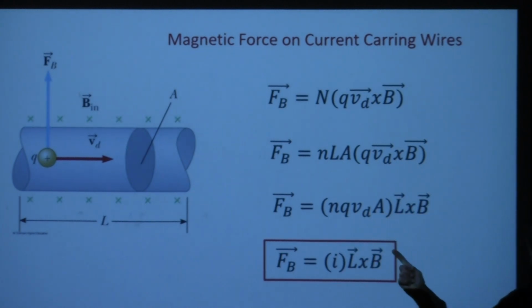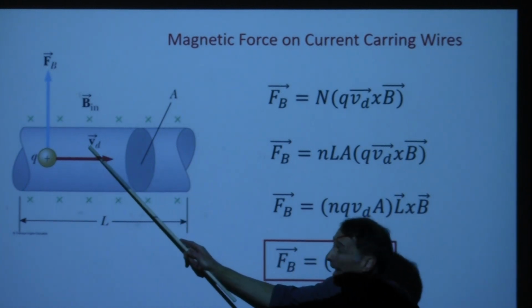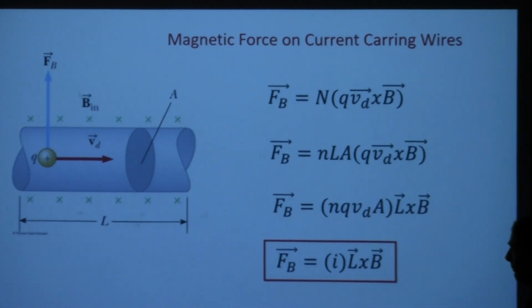Is that the speed of the current? The drift velocity is the average speed of the current. Yeah, and that's where we're coming with the drift velocity.